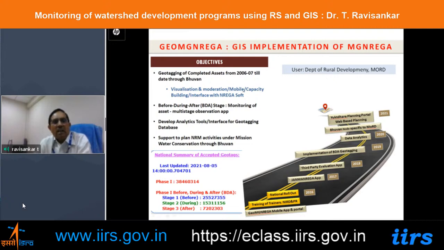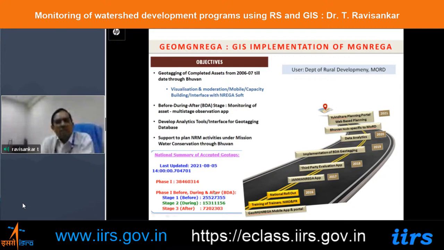After the success of the first phase of geotagging of the MGNREGA program, the DoRD asked us, can you develop a multi-stage geotagging of asset creation in the Gram Panchayats? So before the asset is created, a geotag is taken, and during the construction of this activity, photographs are taken, and then after completion of the asset, the photographs are taken again. So each activity is geotagged 3 times, and all the stages are linked with the financial release to the particular states.